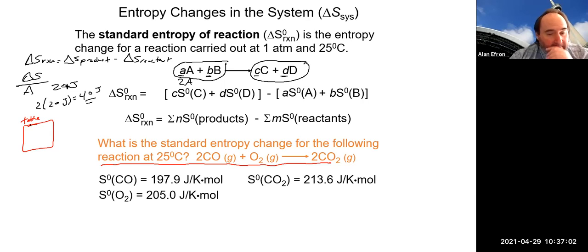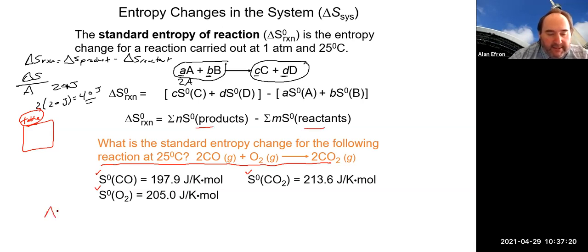So again, in a problem where you're really not given much information other than the reaction, that's a pretty good sign that you should go to a table and look up these values. And that is where all these values would come from. So at this point, we're going to do our products minus our reactants here.